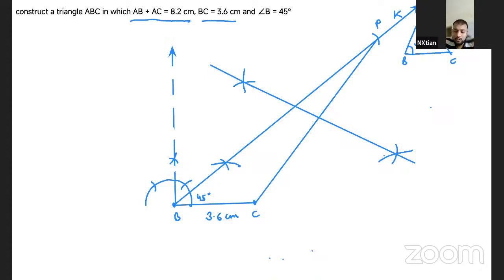Okay. So now on the BP, I got this line. Now take it as A and then just join this AC with it. So this will be your ABC triangle.